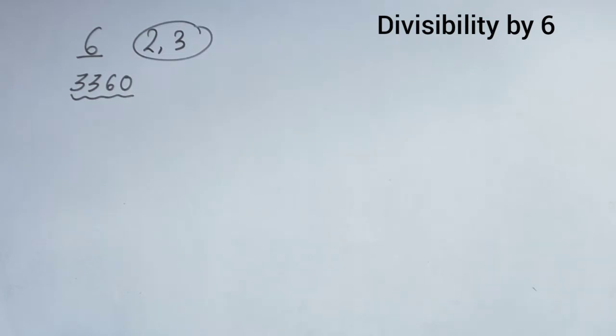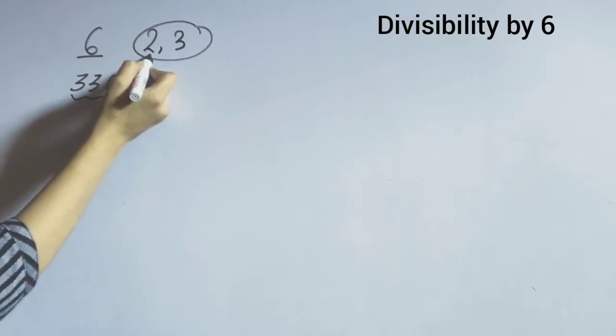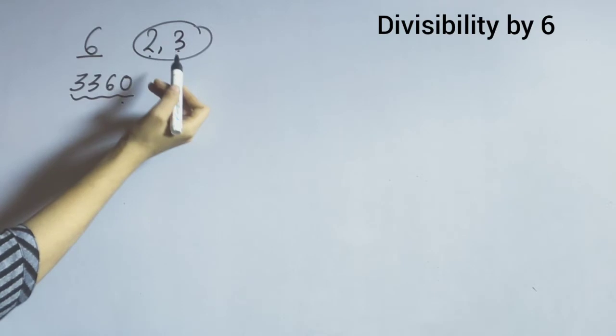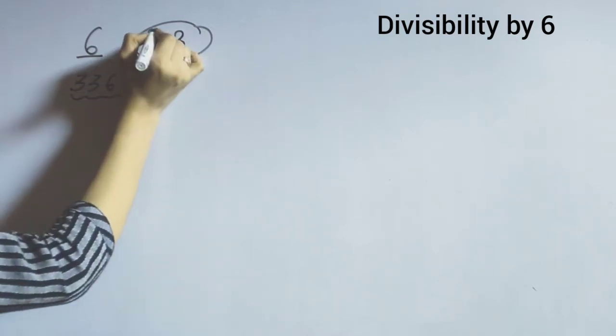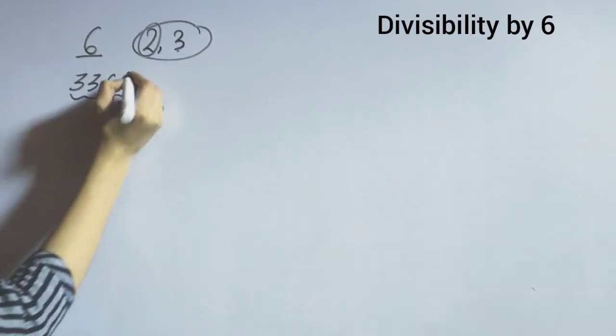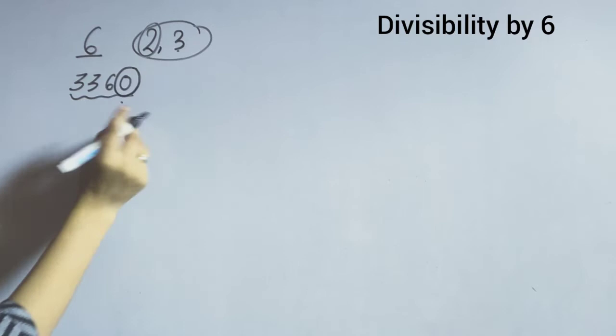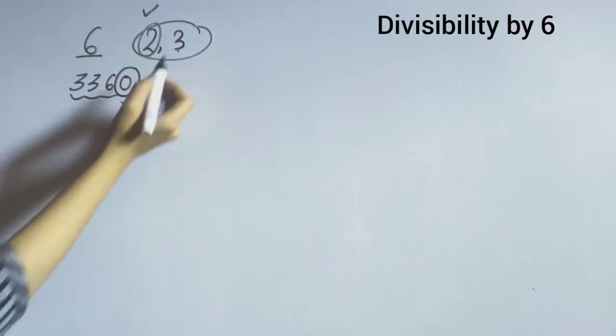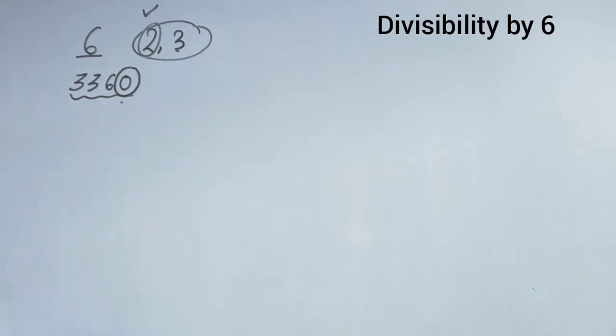So firstly what will we check? We will check that it is divisible by 2 and then we will check it is divisible by 3. So let's start with 2. What is the divisibility rule for 2? This number ends in 0, so it is divisible by 2. Now we will see the divisibility for 3.